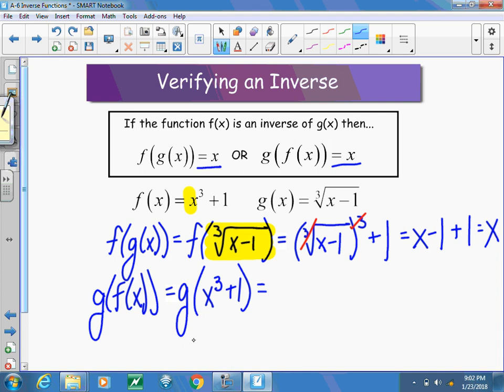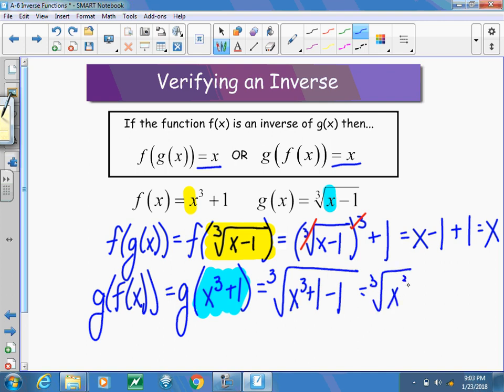If I did the other composition here, so g of f of x, this time I would take x to the third plus 1, and I would be plugging it in for x in the function of g. And so this is going to end up giving me the cubed root of x to the third plus 1 minus 1. Well, plus 1 minus 1 is 0, so I'm going to get the cubed root of x to the third, and that right there simplifies to x.